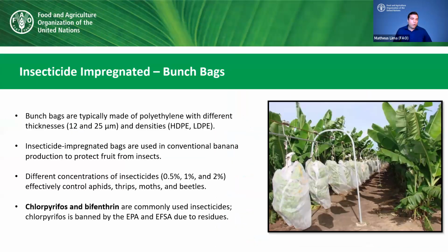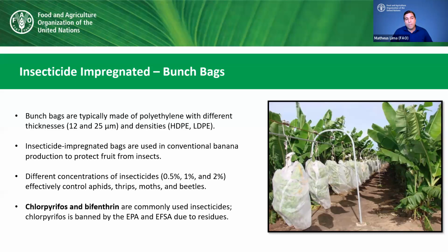So here, to give a little bit more detailed information on what these bunch bags are made of, which type of pesticides are used, and so on. They are usually made of polyethylene with different thickness and densities. And unfortunately, in conventional bananas, they are extensively used. So each bunch of banana has a plastic bag impregnated with insecticides associated.